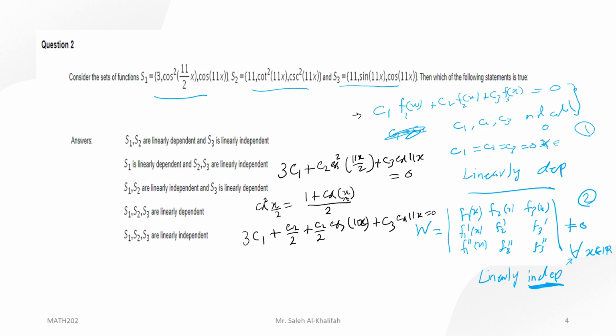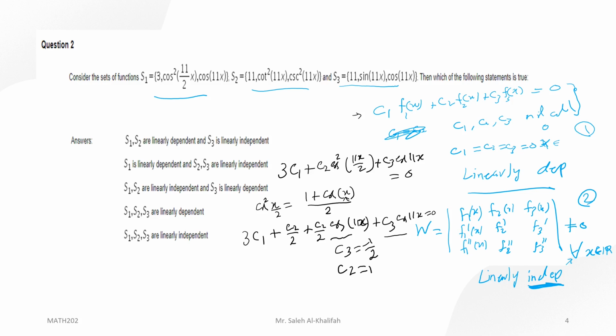Now if we say let c3 equals minus 1 half and c2 equals 1, الحد هذا والحد هذا they will cancel each other, فراح يطلع لي 3 c1 minus 1 half minus 1 half.